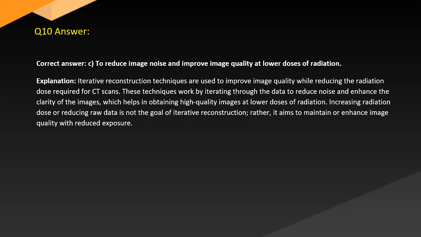Answer. Correct answer: C. To reduce image noise and improve image quality at low doses of radiation. Explanation. Iterative reconstruction techniques are used to improve image quality while reducing the radiation dose required for CT scans. These techniques work by iterating through the data to reduce noise and enhance the clarity of the images, which helps in obtaining high-quality images at low doses of radiation. Increasing radiation or reducing raw data is not the goal of iterative reconstruction. Rather, it aims to maintain or enhance image quality with reduced exposure.